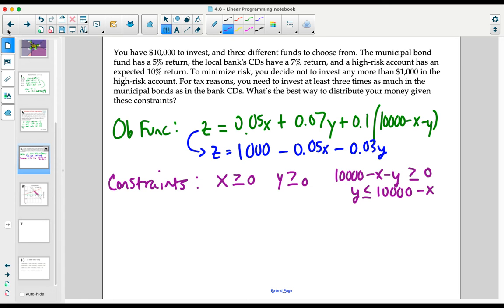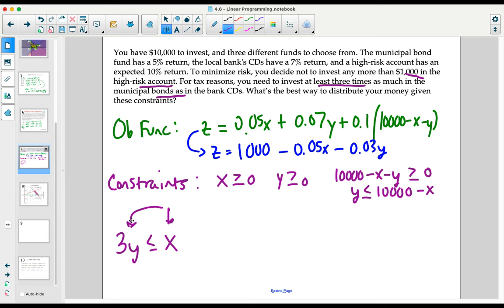Now there's 2 other parts of this that we have not handled yet. We have not handled the fact that we do not want to invest any more than $1,000 in the high risk account. That's this part. And we have not handled the part yet that says that we need to invest at least 3 times as much in the municipal bond as in the CD. The municipal bond is X, the CD is Y, and that inequality will look like this. We need this amount to be at least 3 times that amount.